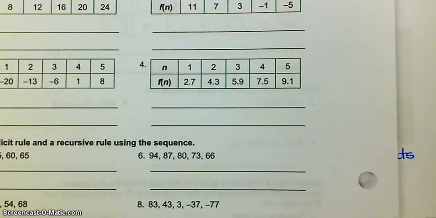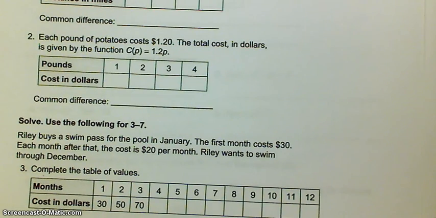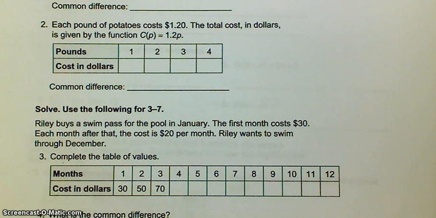Explicit and recursive rules. Lots of explicit and recursive rules. And there should be plenty of examples that we've done now to help you figure all of this out. So get this finished. You are to finish it on your own and turn it in when you're finished.